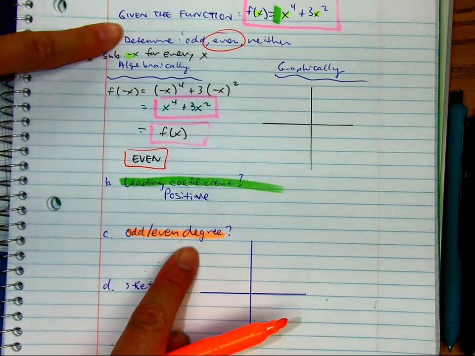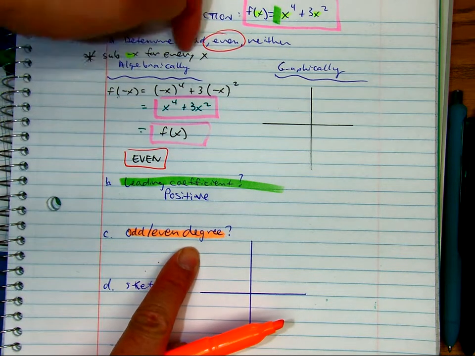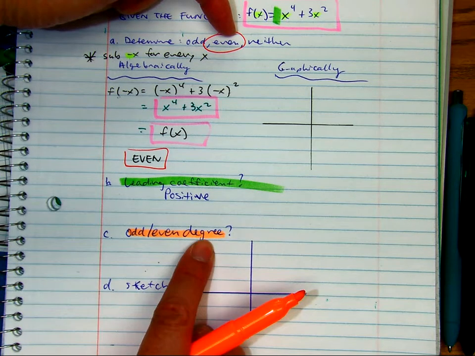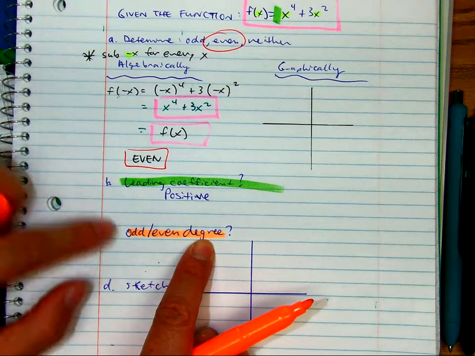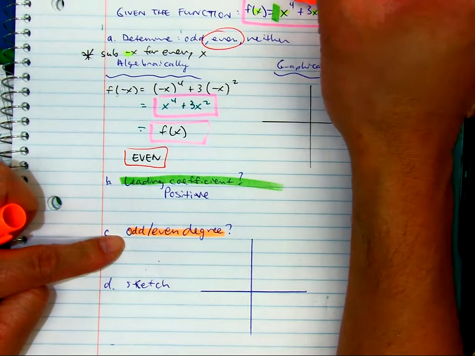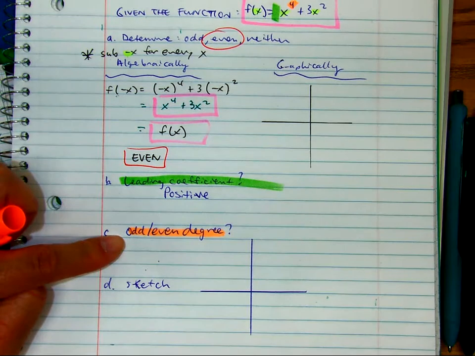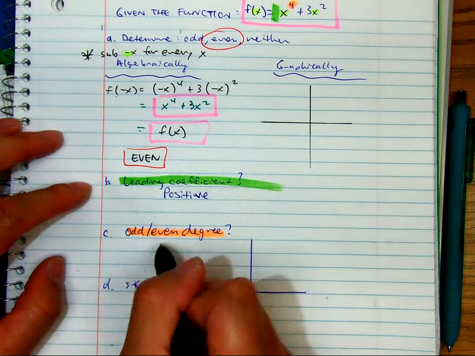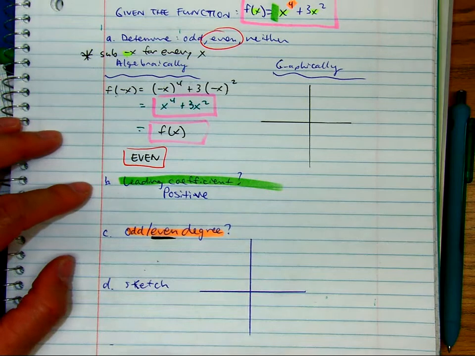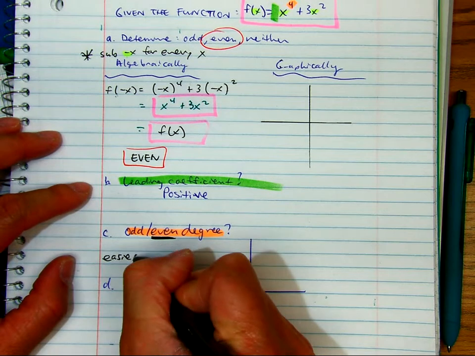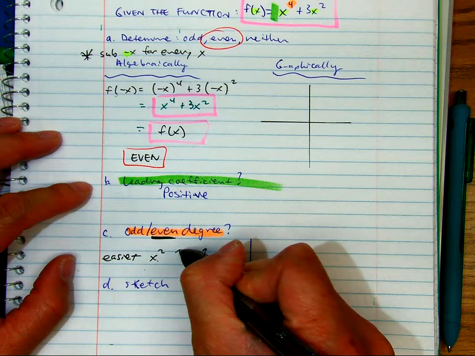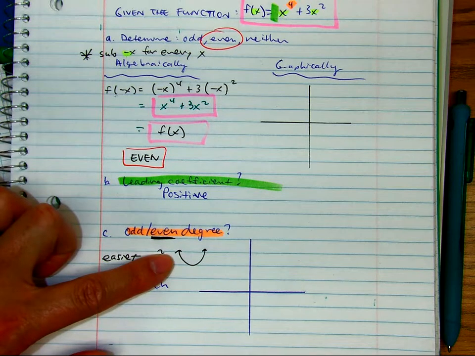Okay, do you see the difference between the two questions? This one does have odd and even, but this one also has odd and even, but this one has degree. So we look at the highest degree or highest exponent, which is a 4. What does that mean? Well, it is an even degree, and the easiest one that we know is 2. And that has points up, ends up, right?